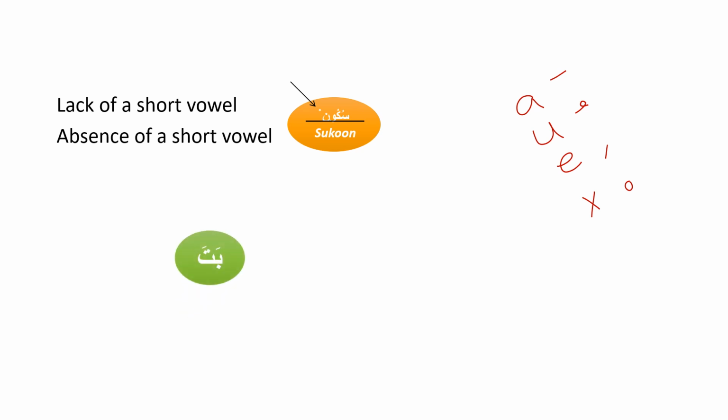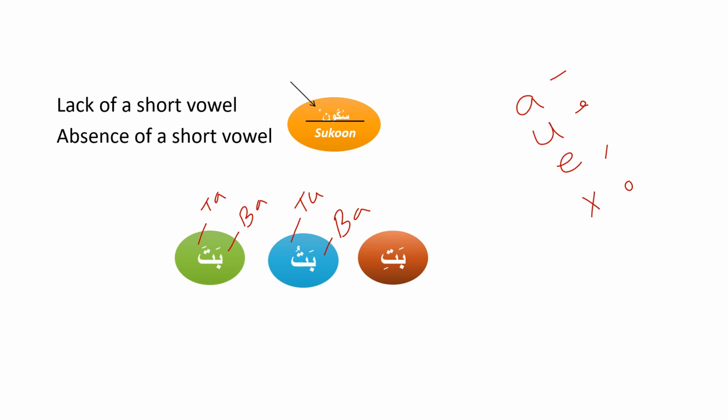If I want to read this, I will say ba with fatha, ba, ta with fatha, ta. If I want to combine them, I will read it ba ta. If I change it with damme, again ba with fatha, ba, ta with damme, tu. Combine them, ba tu. Ba with fatha, ba, ta with kasra, ti. Combine them, ba ti.